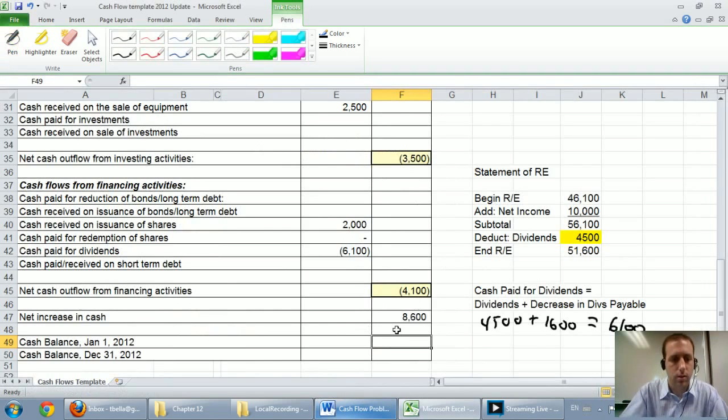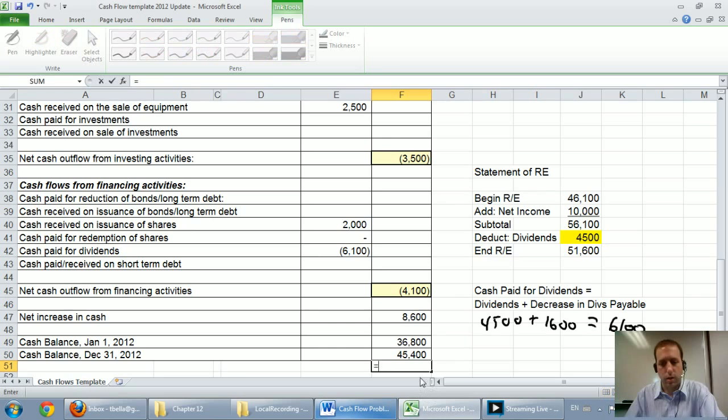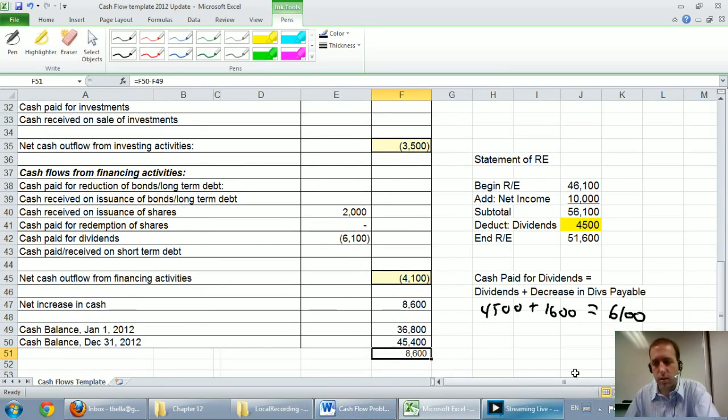Well, we'll double check it at the bottom. 36,800 to 45,400. And just a quick Excel will tell me that that minus that, yeah, it changed by 8,600. Now, I don't actually put that amount in. You can just eyeball it and see that, yes, we've gone up by 8,600.